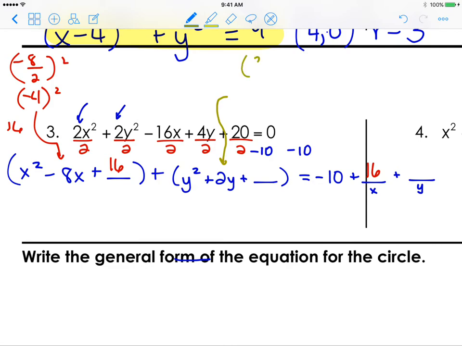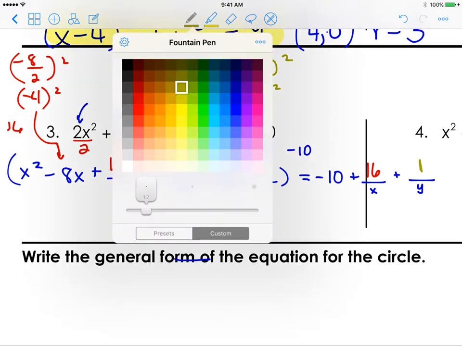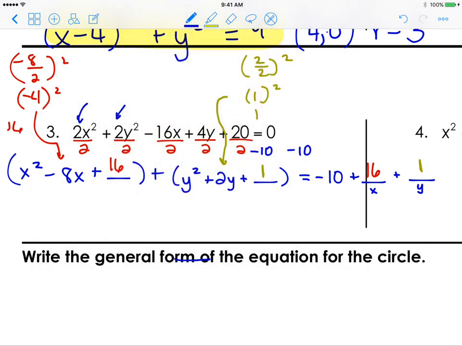So it's 2 over 2, so it's b over 2, 2 over 2 squared, 2 over 2 is 1, and 1 squared is 1. So 1 goes in that box, also in that box. There we go. So now we've completed the square twice. We had to clear that 2 coefficient. All right, now we're just going to do the math. We're going to factor 2 binomials.